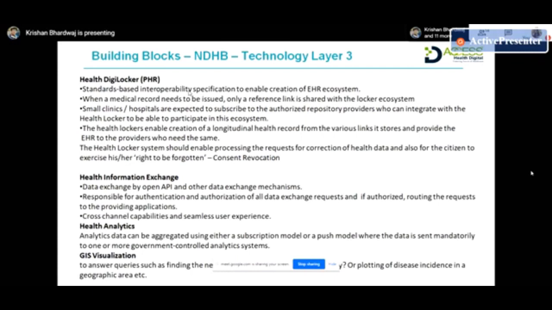One more thing that it talks about very clearly is that this health locker should do two things. Number one, it should allow the processing of requests for correction of health data. And second, the citizen should be able to revoke his consent, which they call the right to be forgotten. So, for example, a patient has given consent to share his record. Besides the consenting mechanism, there should be a mechanism for revoking that consent also.